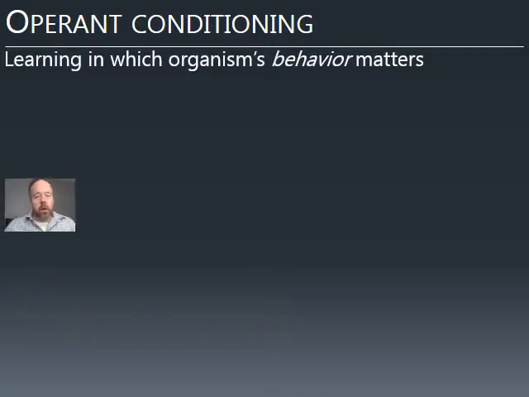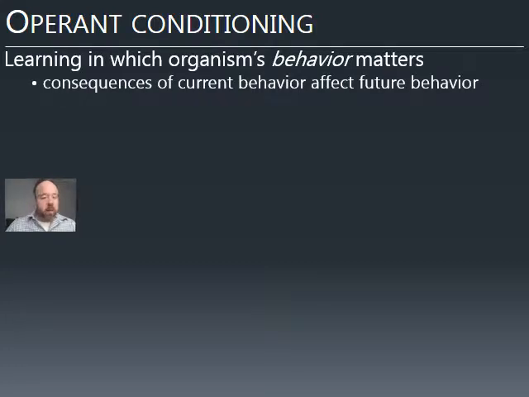But that brings us to operant conditioning, which is a different form of learning. And this is learning in which the organism's behavior matters. It affects the future. It affects what the animal learns. Specifically, it means that the consequences of current behavior affect future behavior. So current behavior produces some result. The animal learns the connection between the behavior and the result, and then alters their behavior in the future depending on whether or not they want that result to happen again.